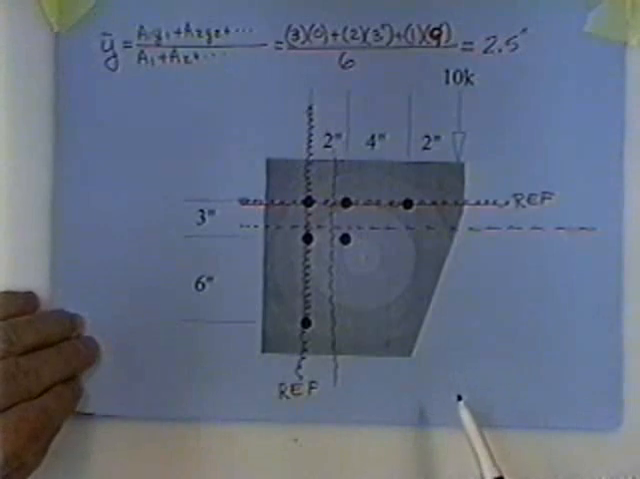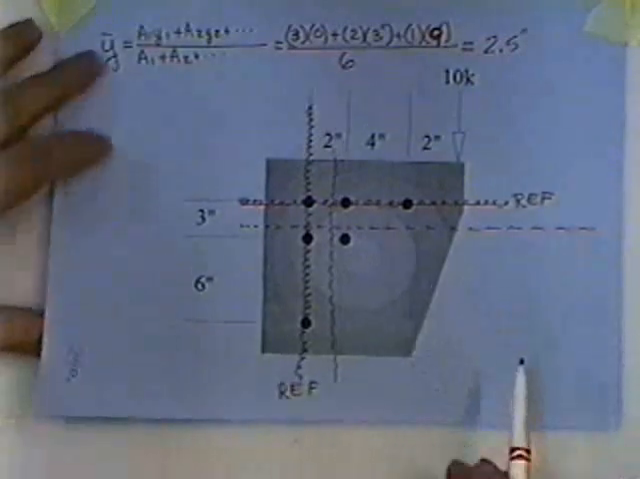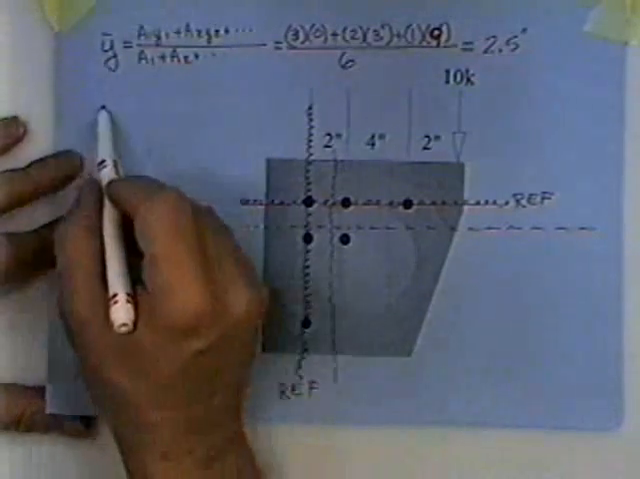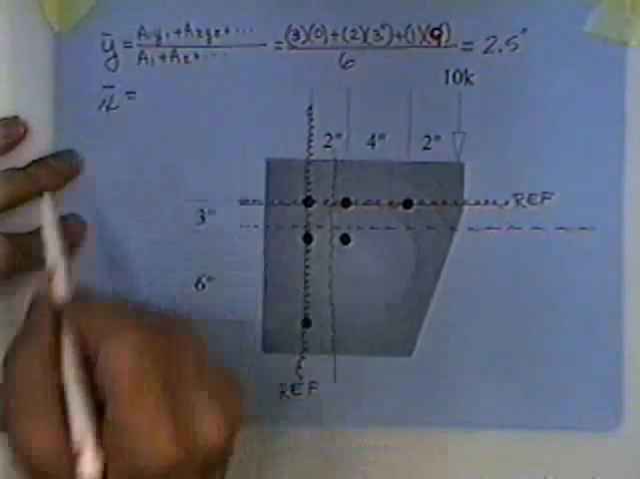It's not symmetric. Not symmetric? You're right. Thank you. It sure isn't. So I found Y bar. Good. X bar is equal to.